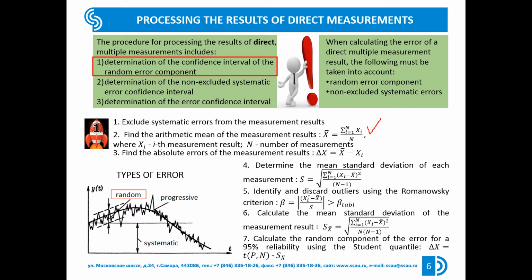where x is the ith measurement result and n is the number of measurements. To find the absolute errors in the results of measurements of a physical quantity. To determine the standard deviation of an individual measurement. To identify and discard outliers using the Romanovsky criterion. To calculate the standard deviation of the measurement result. To calculate the random component of the error in the measurement result for a reliability of 95% using the student quantile.